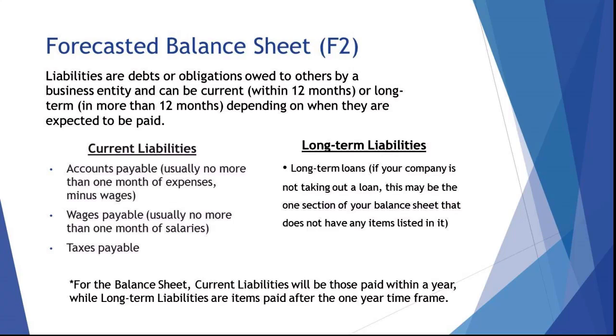Now, most businesses are going to have some current liabilities, and these will be things such as accounts payable, which would be bills that your company has received, but you have not yet paid. So this can be things like utilities, phone, you've received the bill and haven't yet made the payment on that service. With accounts payable, it's usually going to be no more than 1 month of your expenses, with the exception of wages, which are usually going to be shown separately as wages payable or salaries payable.